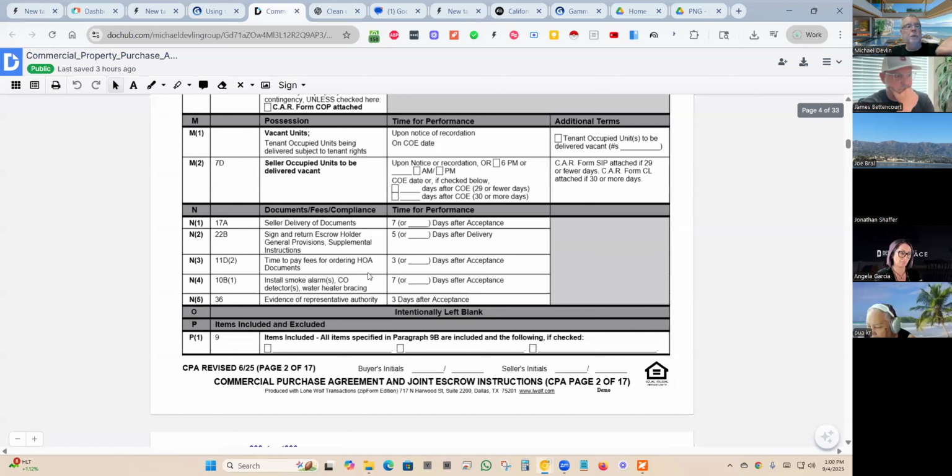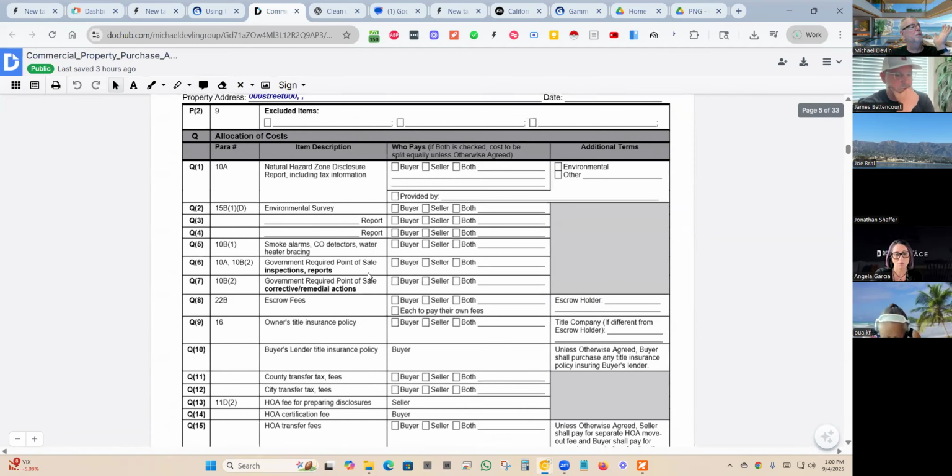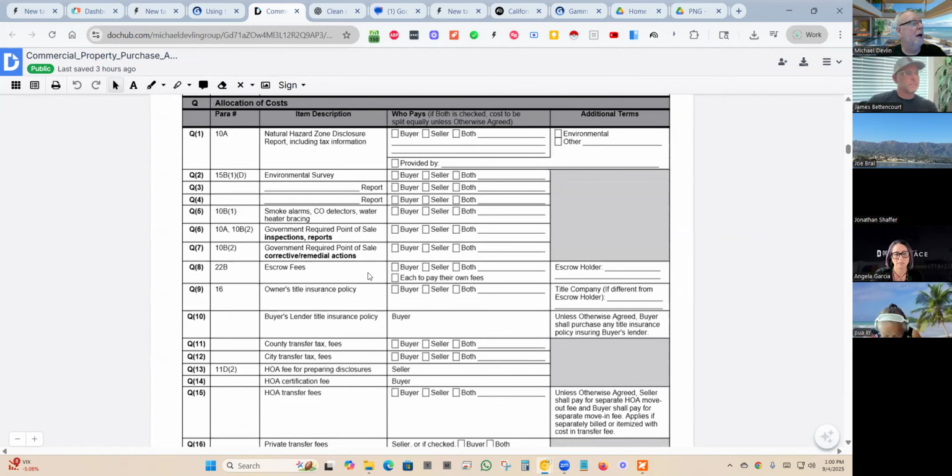But that's why you would talk about, and also even if it's commercial, is the tenant going to stay? That's all part of the due diligence. Well, that's the part I wanted to spend a little more time on because these boxes and things like that look just like the residential.